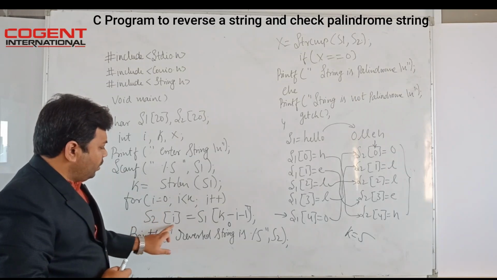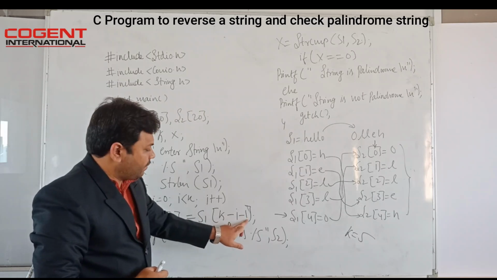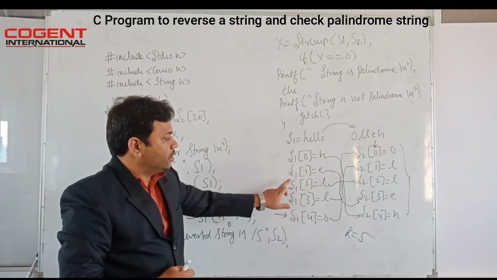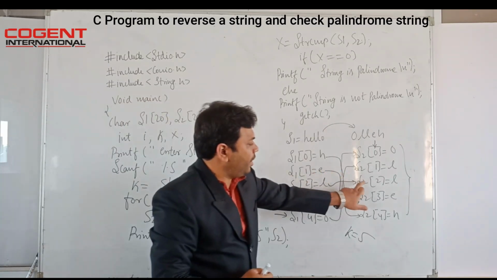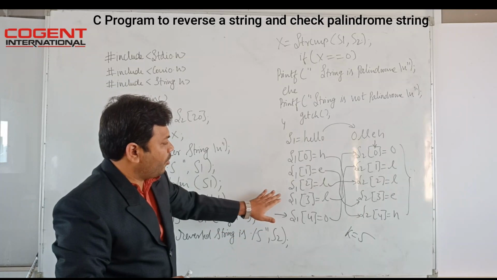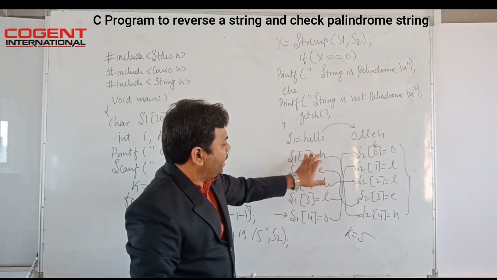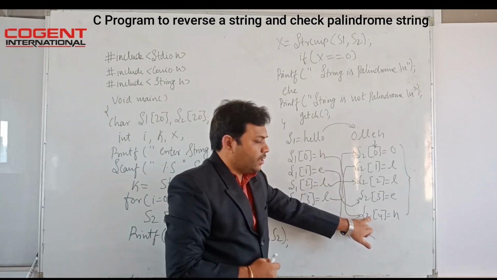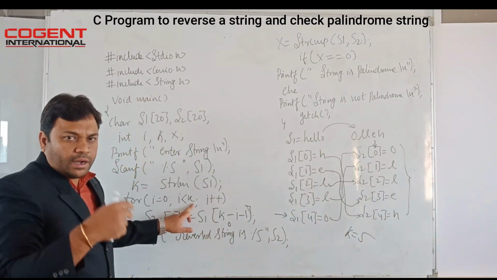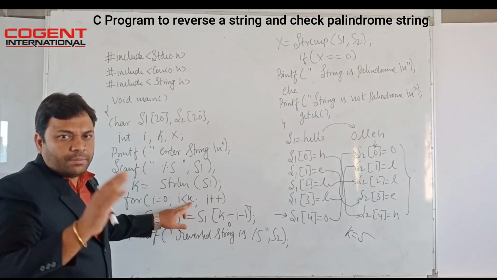So S2 of 2 is equal to S1 of k minus I minus 1, that is 5 minus 2 minus 1. So 5 minus 3, I'll get this location S1 of 2 here. So S1 of 2 is copied into the S2 of 2 here, that is L here. So likewise, I am going to find out the next location, then copy into this location, then S1 of 0, H is copied into the last location of this here. When I becomes 5, incrementing the value of I, 5 is less than 5, so the condition becomes false here.